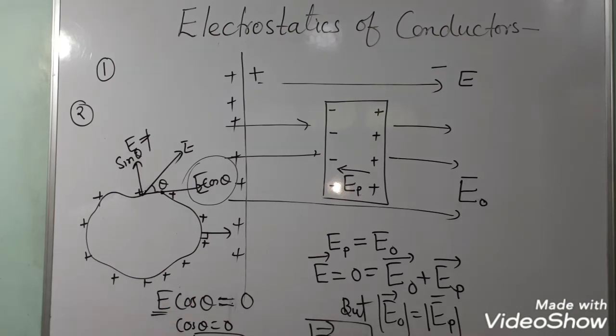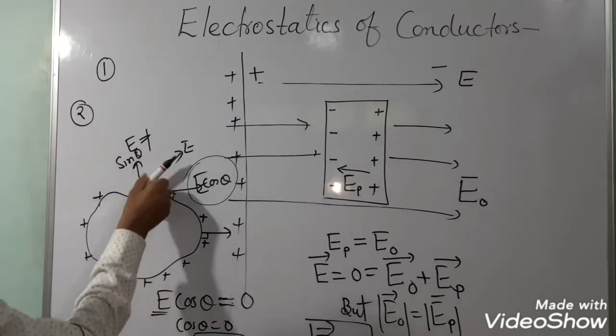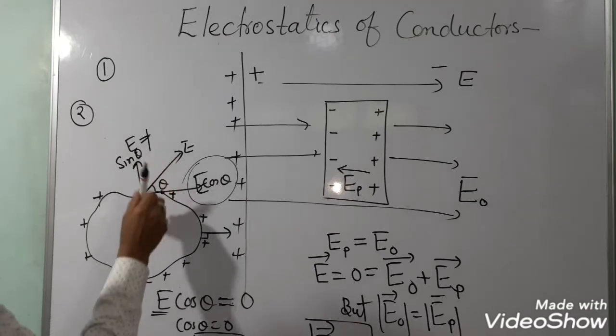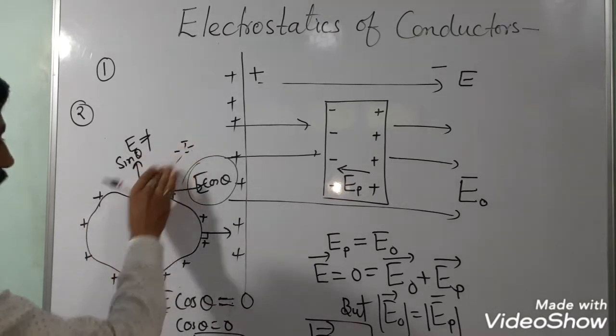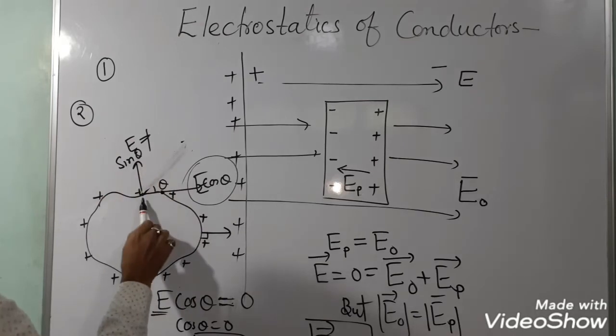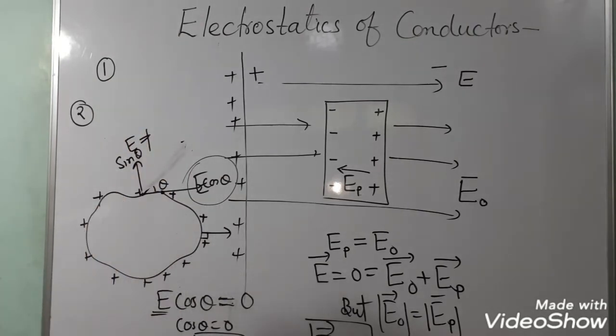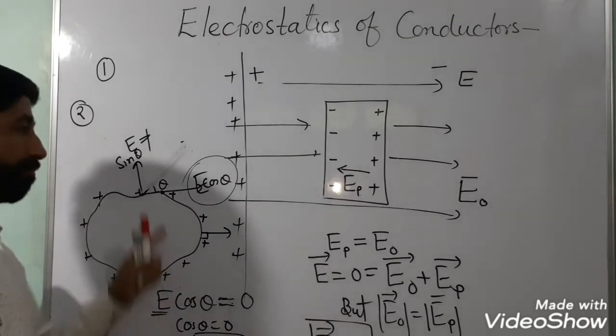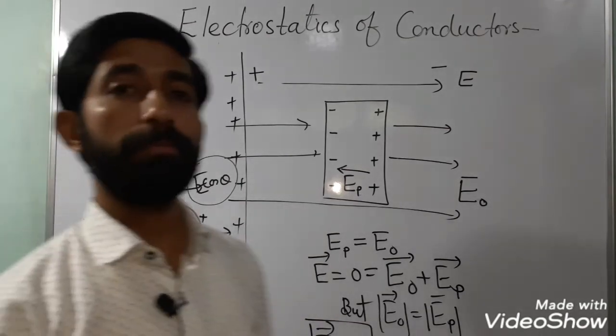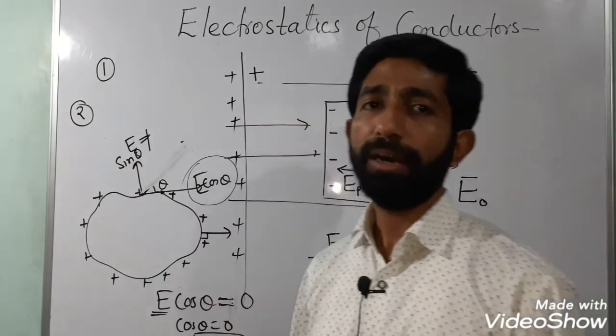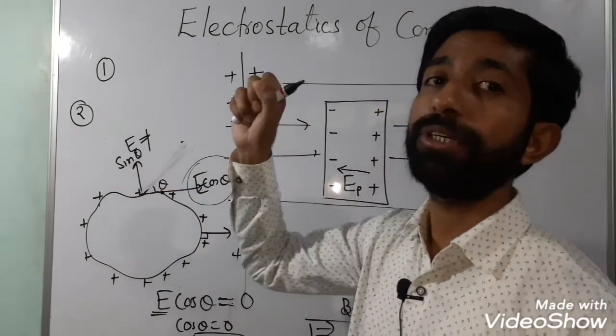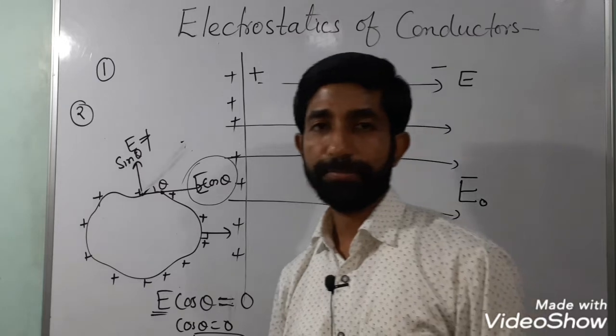So this angle, that is, the electric field, we supposed the electric field is this way, but actually what happens? The electric field is not this way, rather it is perpendicular to the surface. So this is property number 2. The electric field at any point on the surface is always perpendicular to the surface, or in other words, the electric field is always normal to the surface.